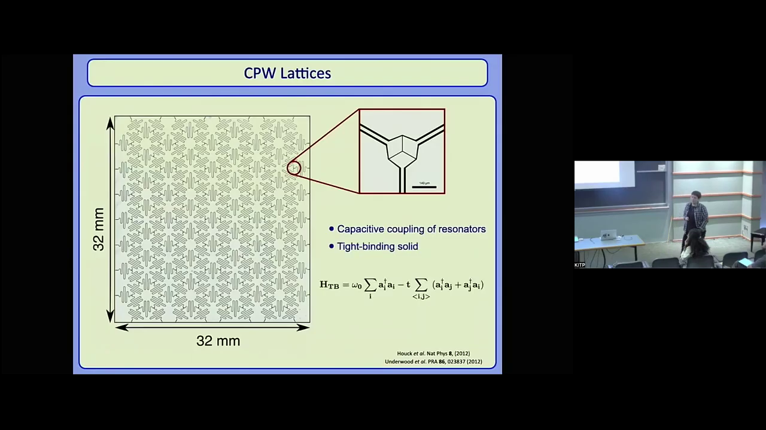And so you can think of this as a capacitively coupled resonator network, and I like to just abstract this away as a tight binding solid for microwave photons, where the on-site energy comes from the resonant frequency and the hopping comes from the capacitance in this 3-way pizza pie coupler.